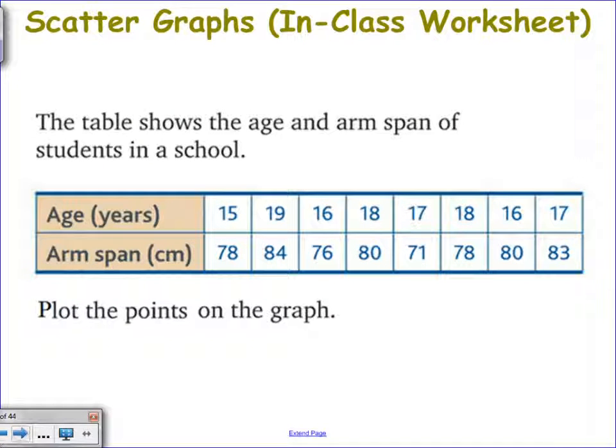So I think I've given you a study that we did, and what we've said is, is there a relationship between the age of the students and their arm span? So if you look at your in-class worksheets, you should have this data on your in-class worksheet. What I'd like you to do is plot the scatter graph points for this information, circle any outliers, draw a line of best fit, and then we'll talk about it for a couple of minutes.